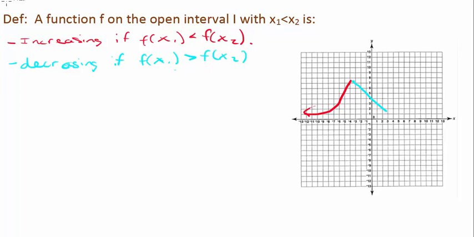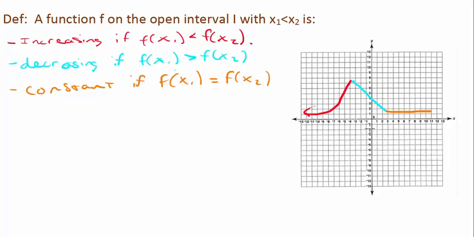And finally, we have the possibility that it is constant. So it is constant if f of x sub 1 is equal to f of x sub 2. So in other words, as you read the graph from left to right, you know it's constant if the y values are not changing. So in other words, it's plateaued.